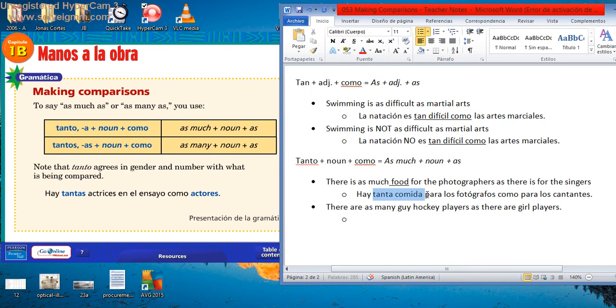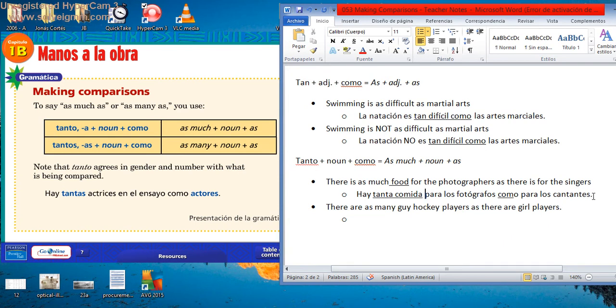And all the way over here is the como. Because I have all of this qualifying when I wrote in for the photographers. So that's my qualifier right in there. There is as much food for the photographers as there is for the singers. If I wanted to make it a little bit shorter, I could have said there is as much food as there are drinks. Hay tanta comida como refrescos.